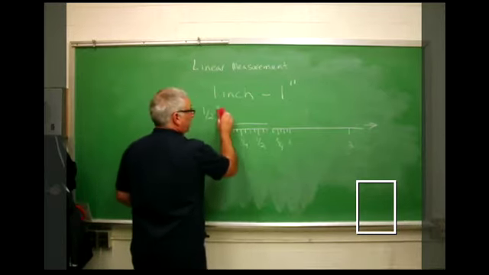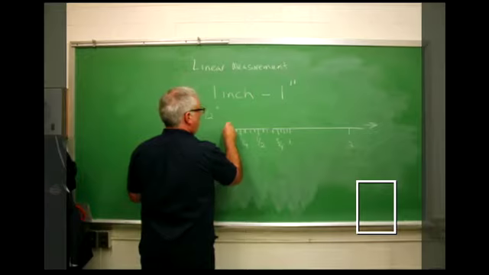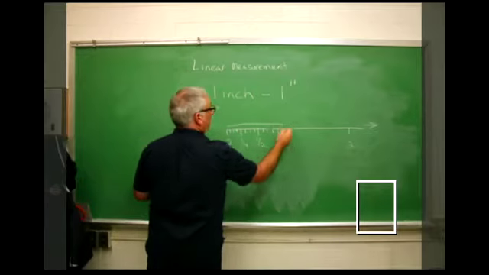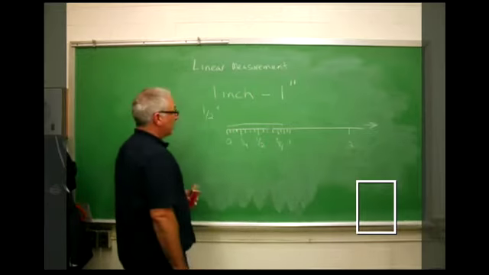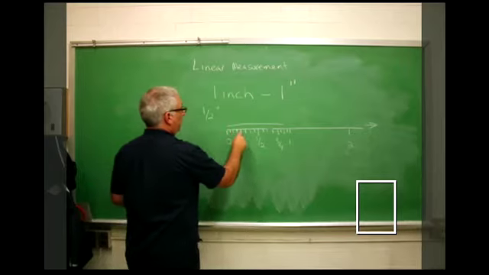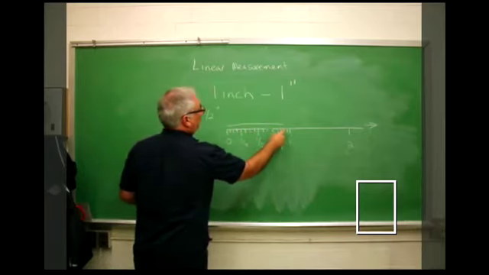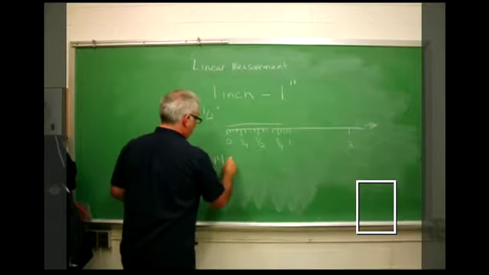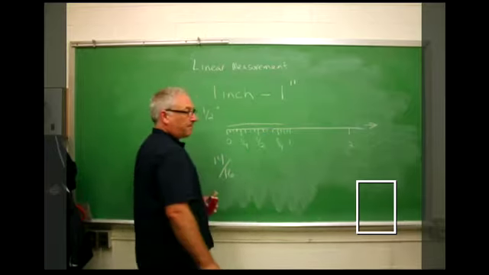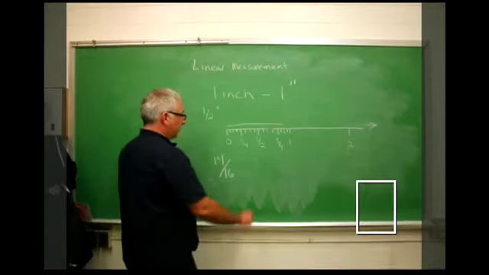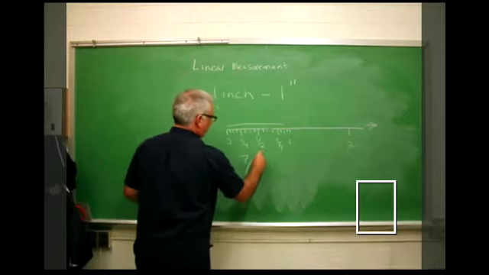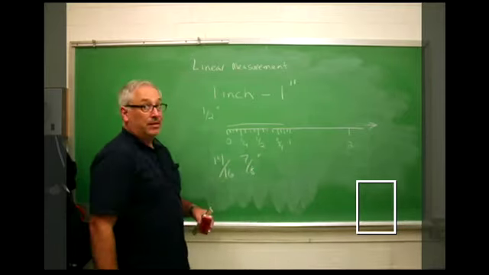Okay, let's do another one. Okay, let's count our 16ths. 1, 2, 3, 4, 5, 6, 7, 8, 9, 10, 11, 12, 13, 14. It is 14/16ths of an inch. In lowest terms, 7/8 of an inch.